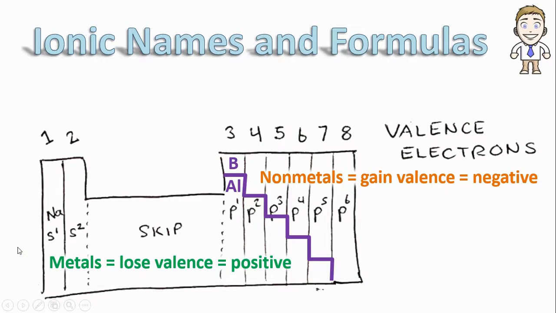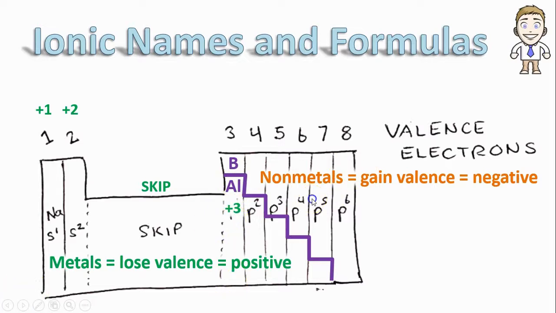So, if you need to know the charge of an atom that lies in this first column, because it has one valence, it will lose that one valence and become +1. Or in the second column with 2 valence, it'll lose those 2 valence, becoming +2. We still skip over the transition metals for now. Jumping over to aluminum with 3 valence, it will lose those 3 valence, becoming +3.